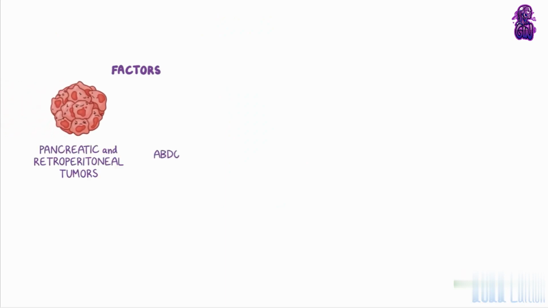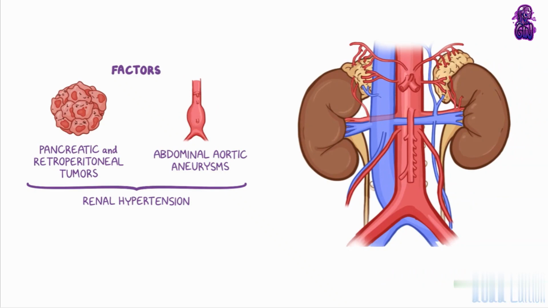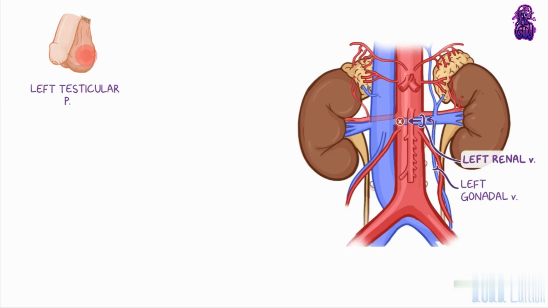Precipitating factors include tumors like pancreatic and retroperitoneal tumors, as well as abdominal aortic aneurysms. This syndrome leads to renal hypertension because blood has a hard time leaving the left kidney through the left renal vein, so the pressure rises in the left kidney, compromising kidney function. Since the left gonadal vein drains directly into the left renal vein, it will also become backed up. This can then lead to left testicular pain or left lower quadrant pain, especially during intercourse and menstruation.